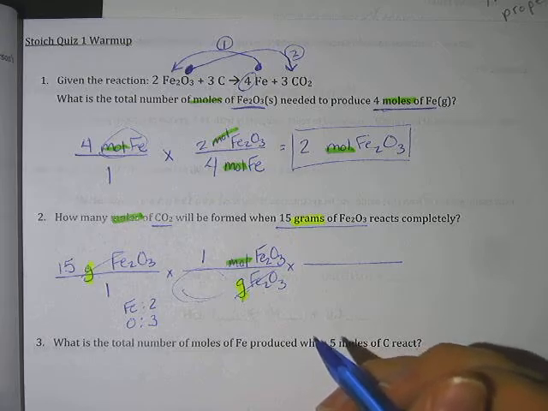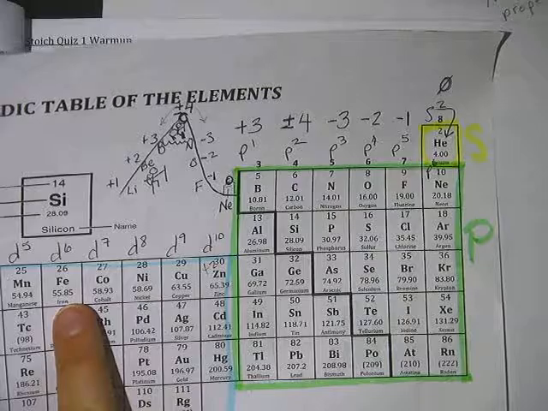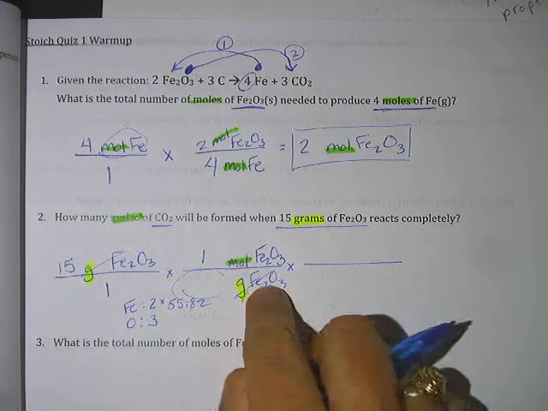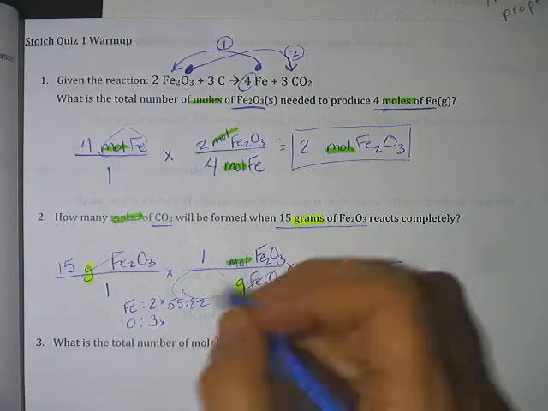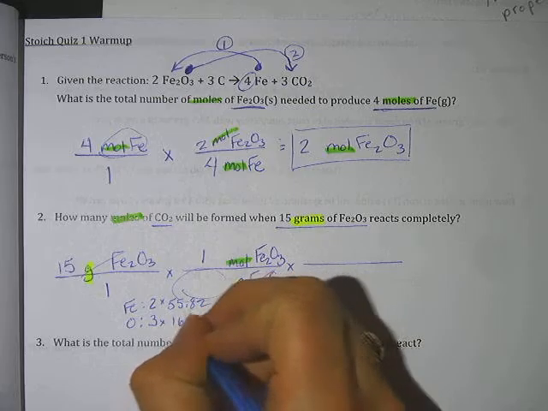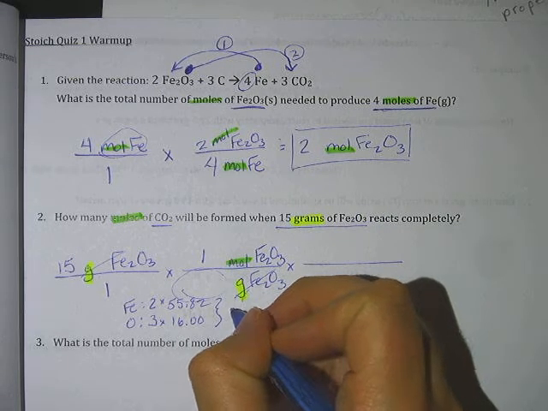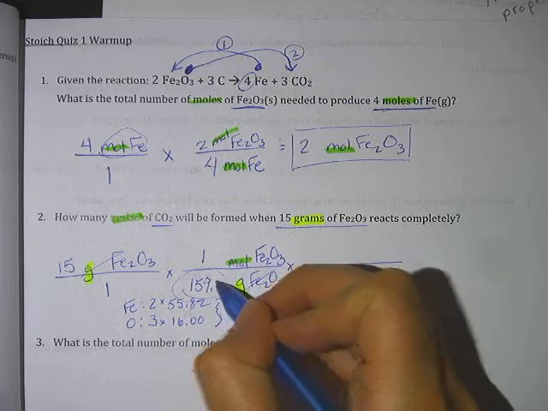So, what you do is you go check your periodic table. Iron is 55.85, and it's times 2 because it was Fe2. Oxygen is 16, and it's times 3 because it was O3. And when you add those up, we've been doing it for months. When you add those up, you get 159.7, so that's going to be the number of grams that you write in here.